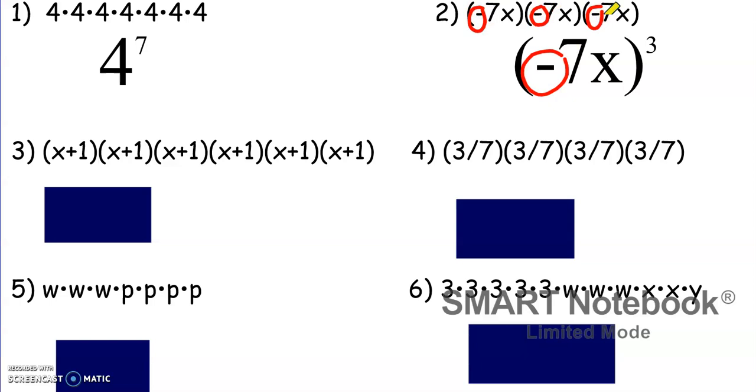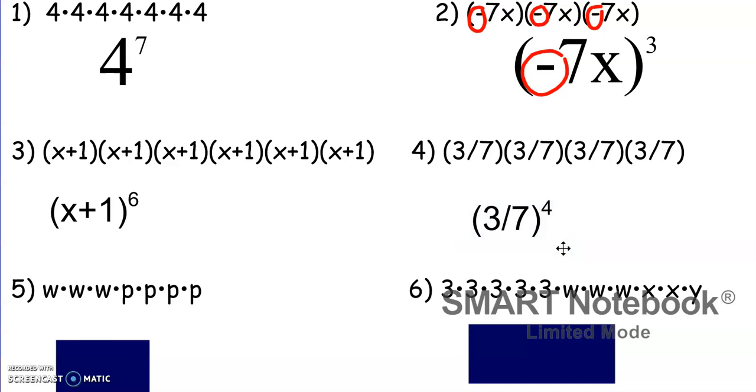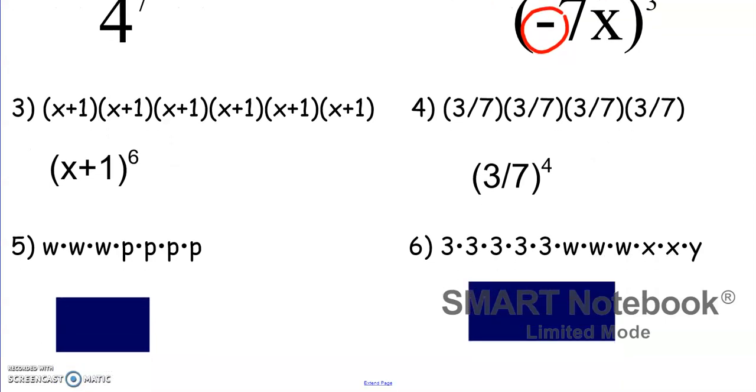Moving down to problem number 3, the base here is going to be x plus 1, and I see we have that 6 times. So it's going to be x plus 1 raised to the 6th. Number 4 over on your right hand side is the base 3 over 7, and that's multiplied 4 times. But again, notice we have parentheses here because we need to use parentheses when we have fractions and exponents. We're going to talk about why that is very soon, but please trust me on it. I'm going to scroll up here.